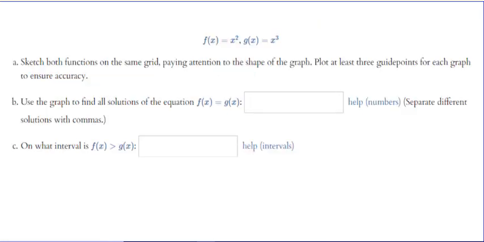All right, so on this one, they're giving us f of x is x squared and g of x is x cubed. We're going to use the graph to find all solutions when they're equal. That means when they intersect. Okay, so x squared and x cubed. So here we go.